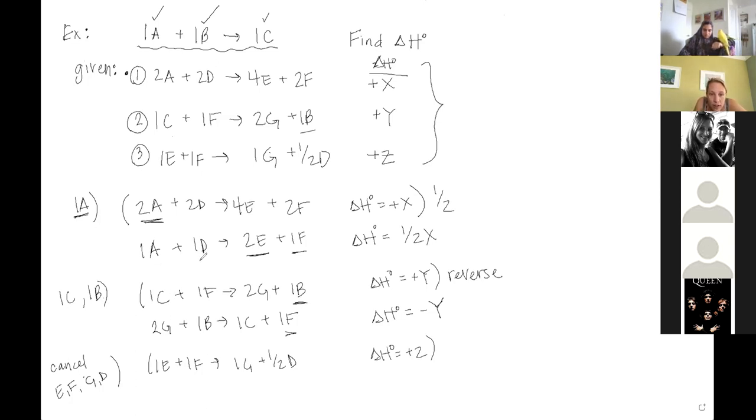I also need to get rid of this 1D, and I need to get rid of this 2G. So if I multiply this equation by 2, I would have 2G, 1D. So that seems to make sense. So I need to multiply this by 2. That should cancel everything that I need to cancel. So therefore, this equation becomes 2E plus 2F goes to 2G plus 1D with a delta H at standard temperature and pressure of positive 2Z.